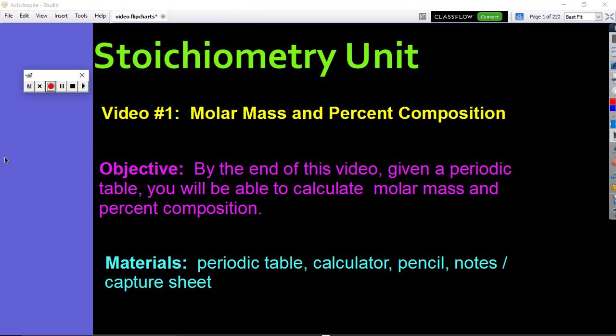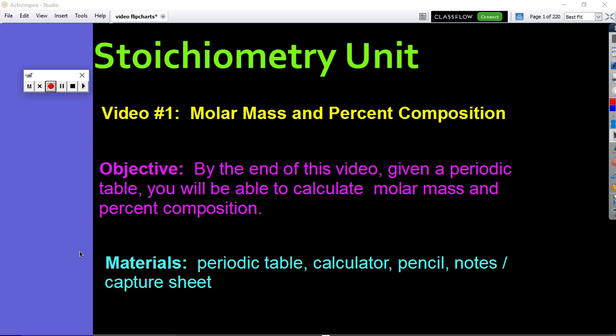This is the stoichiometry unit video number 1, which will discuss calculating molar mass and percent composition. Our objective is that by the end of this video, you will be able to calculate molar mass and percent composition when given a periodic table.